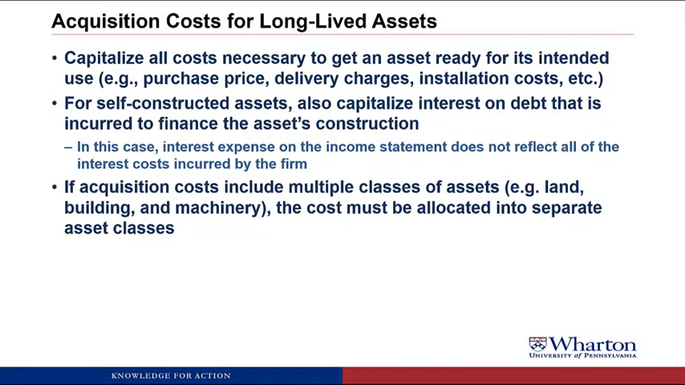One more point with acquisition costs. If the costs include multiple classes of assets, let's say you buy land, building, and machinery with one purchase price, the cost has to be allocated into the separate asset classes. We saw this back in the Relic Spotter case, where Rebecca Park bought land and building for $155,000 and had to allocate that into land versus building. The reason was because they had different depreciation rates over time, with land not being depreciated.